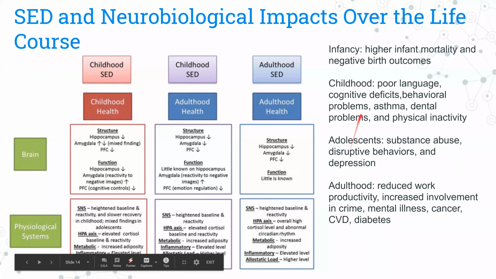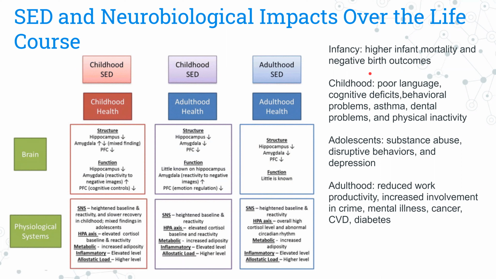And this just potentiates throughout life. And so here are some of the health outcomes that are related to socioeconomic disadvantage during childhood. So we have higher infant mortality, higher and negative birth outcomes. So prematurity, low birth weight. During childhood, you have poor language, cognitive deficits, behavioral problems, asthma, dental problems, physical inactivity.